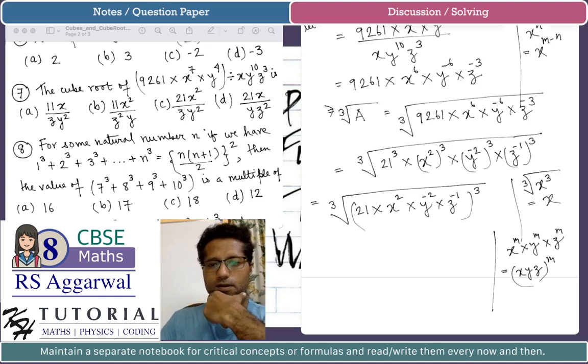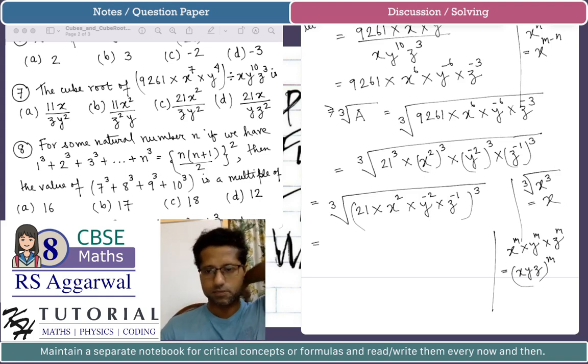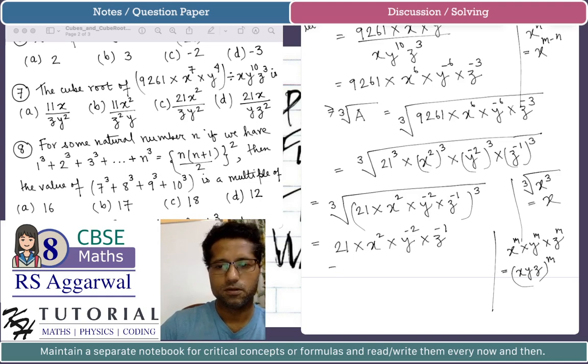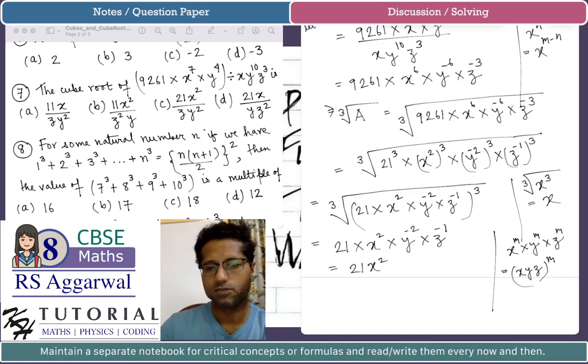So now, inside the cube root we have an expression and its cube. So this will be equal to 21 multiplied by x square multiplied by y to the power minus 2 multiplied by z to the power minus 1. Now if you simplify it further, this is equal to 21x square, and y to the power minus 2 is 1 by y square, so we have y square, and z to the power minus 1 is 1 by z, so we have z.